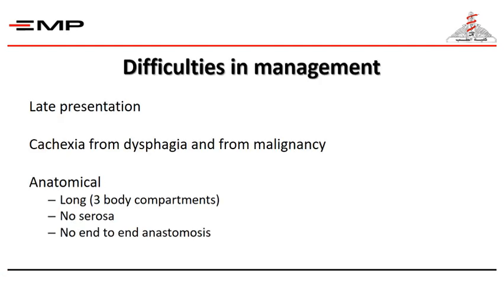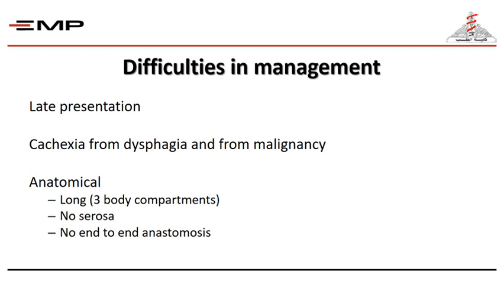Why should we treat esophageal disease in specialized units or centers? Because the patient having esophageal disease or neoplasm usually presents late. He has two types of cachexia: cachexia from the malignancy, what's called malignant cachexia, and the cachexia from inability to swallow, from the dysphagia he has.